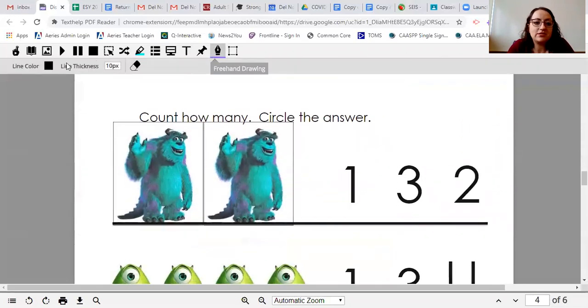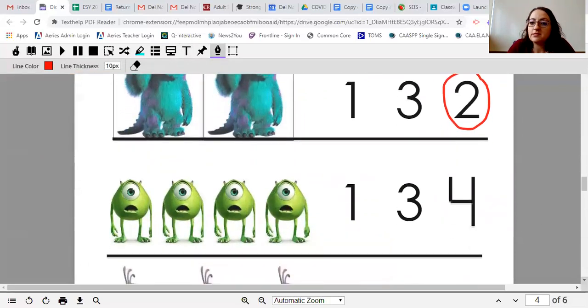So now we're going to go to Monsters, Inc. characters. We're going to see how many Sullys we have. So we have 1, 2. And circle the 2. And how many Mike Wazowskis do we have? So we're going to go 1, 2, 3, 4. We're going to find our 4 and circle it.